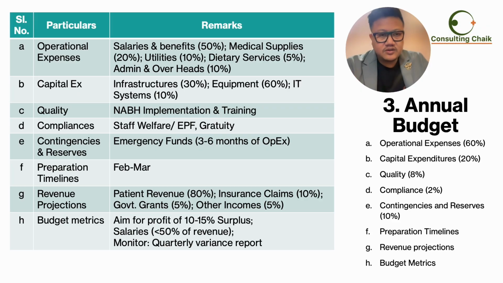Contingencies and reserves. Roughly, you should always have OpEx for at least three to 6 months of your operational expense in reserve. So this much liquidity you should maintain to have a healthy financial management practice in your hospital. Preparation timeline for the annual budget is February to March.